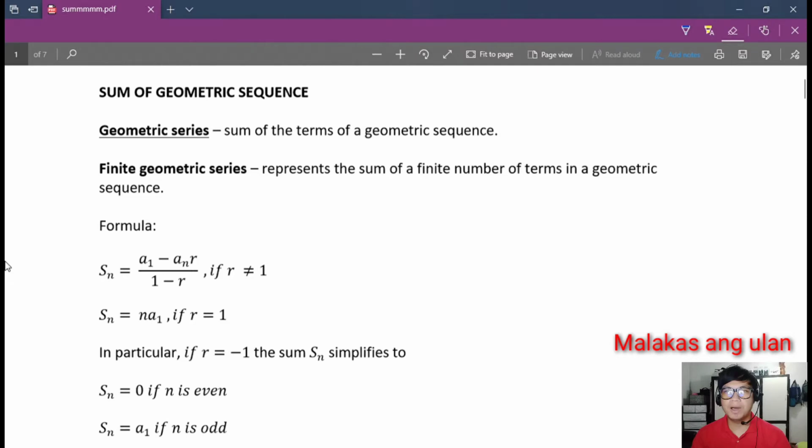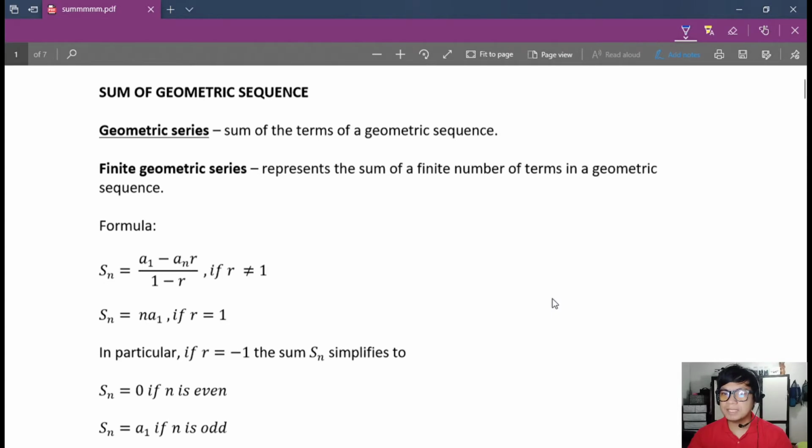Good day, everyone. We are now in our module number 8. So we will discuss the sum of geometric sequence. Now, going back to our arithmetic sequence, we discussed the arithmetic series. Now, in geometric sequence, we also have the geometric series. The geometric series is the sum of the terms of a geometric sequence.